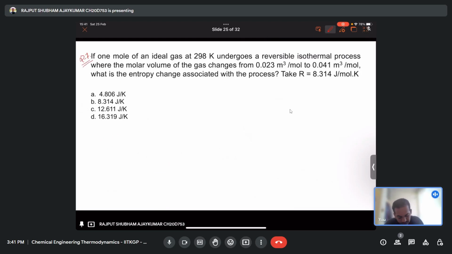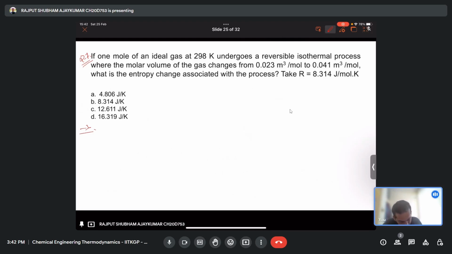Move to the seventh question. So let's first see what they have been given. If 1 mole of an ideal gas at 298 Kelvin undergoes a reversible isothermal process where the molar volume of the gas changes from 0.023 meter cube per mole to 0.041 meter cube per mole, what is the entropy change associated with the process? Take R as 8.34 joule per mole Kelvin. Okay, what is the entropy change associated with the process?